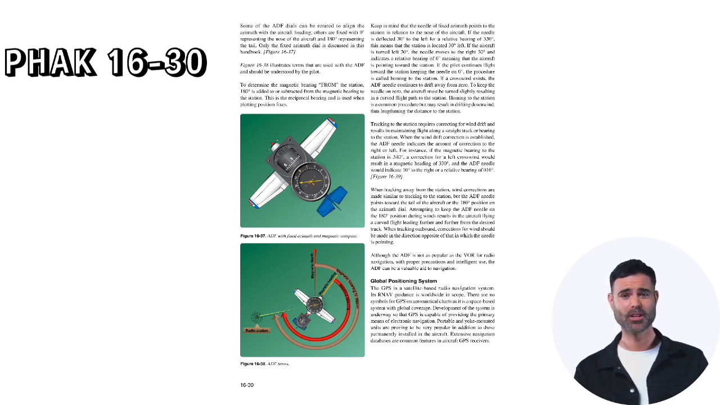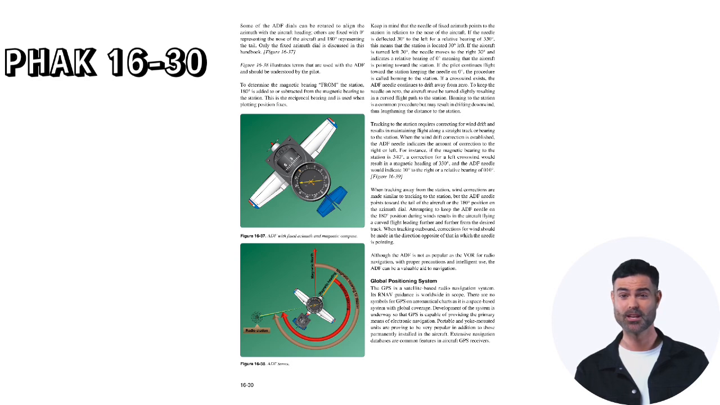When the wind drift correction is established, the ADF needle indicates the amount of correction to the right or left. For instance, if the magnetic bearing to the station is 340 degrees, a correction for a left crosswind would result in a magnetic heading of 330 degrees, and the ADF needle would indicate 10 degrees to the right, or a relative bearing of 10 degrees.